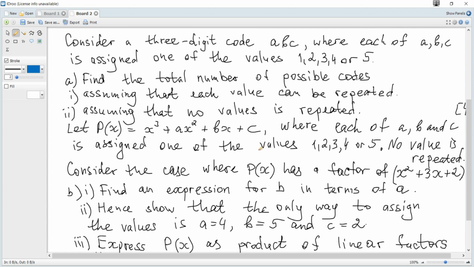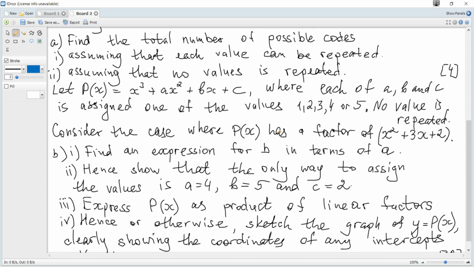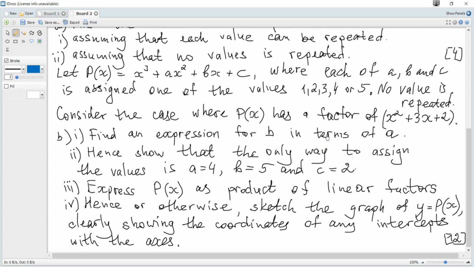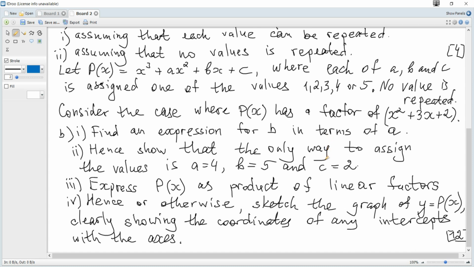The next, let P of x be x cubed plus ax squared plus bx plus c, where each of a, b, and c is assigned one of the values 1, 2, 3, 4, 5. No value is repeated. Consider the case where P of x has a factor of x squared plus 3x plus 2. Find an expression for b in terms of a.